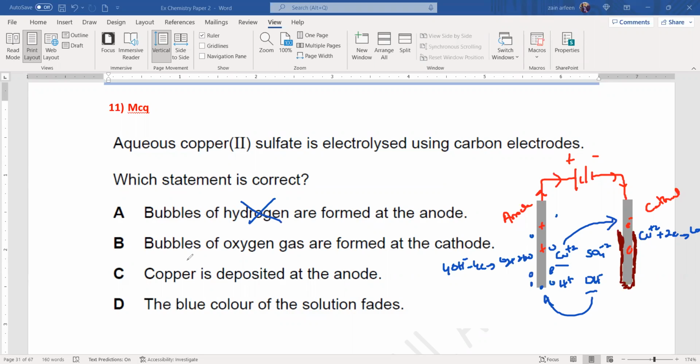It's incorrect. Bubbles of oxygen gas are formed at the cathode. Oxygen is not formed at the cathode. Oxygen is formed at the anode. That's why B is also incorrect.